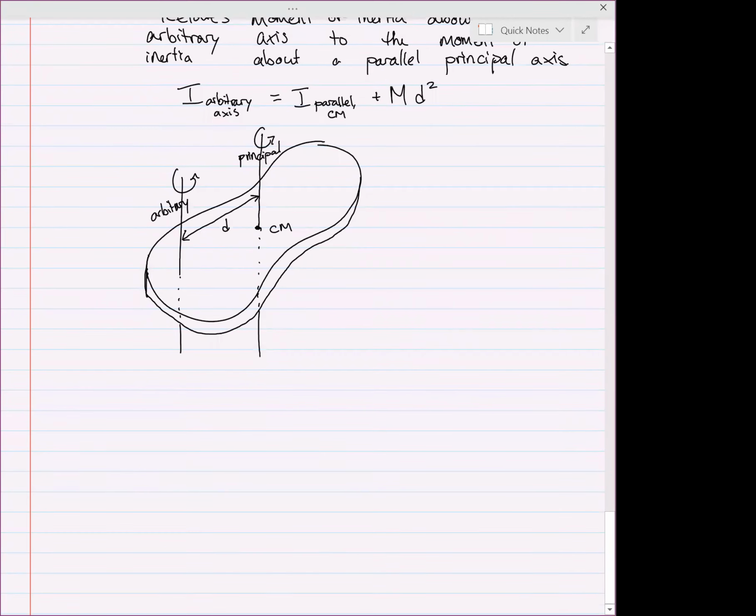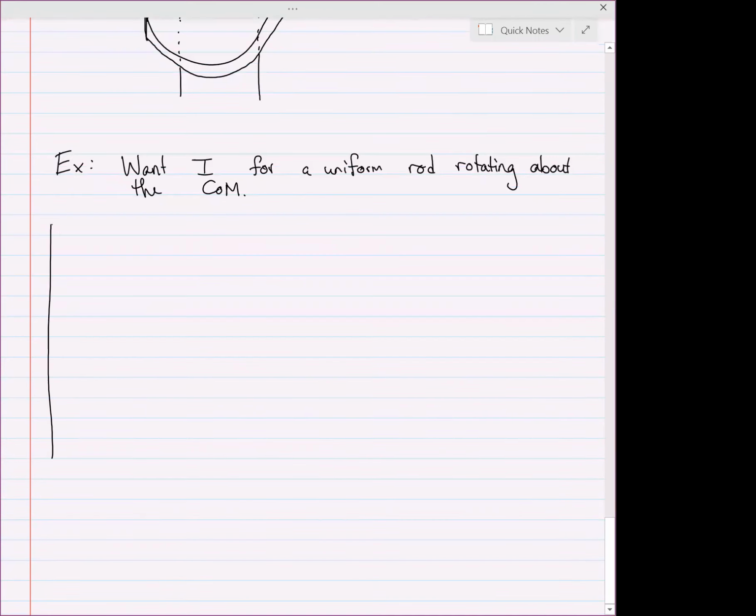So let me work through an example. And m is the mass of the whole thing, by the way. Let's say that we want to know I for a uniform rod rotating about the center of mass. What we calculated earlier was the moment of inertia about one end, but this time we want the moment of inertia about the center of mass. We want the pivot point in the middle. We're going to assume that this has length L, like usual.